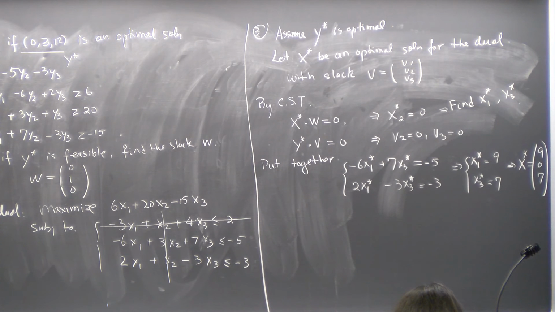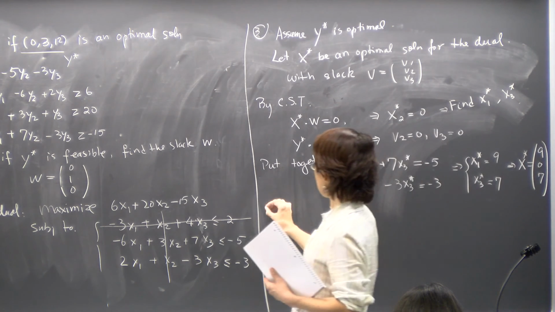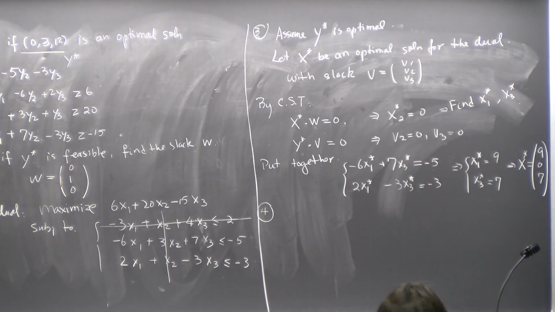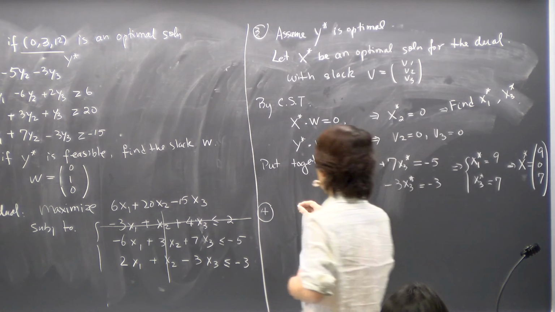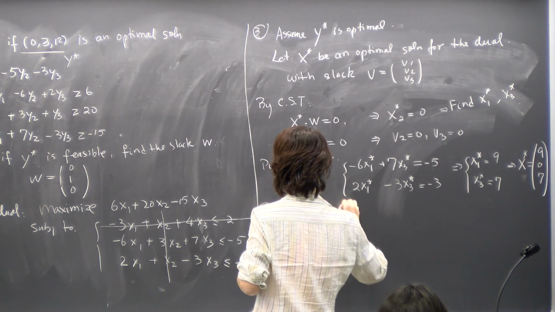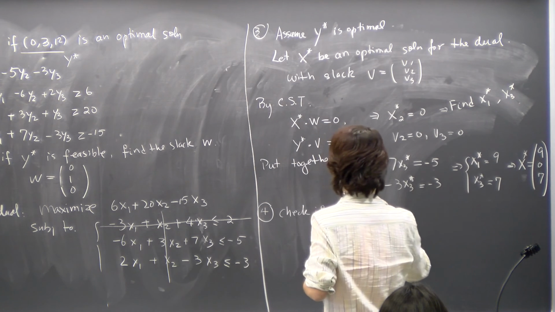Am I done? Do I still have to do something? What I haven't done. Be very careful, don't miss that step. So far everything went through, but I still have one more thing to verify. We have to verify this is feasible, is that right? Which we didn't do. So we need to check if x star is feasible.